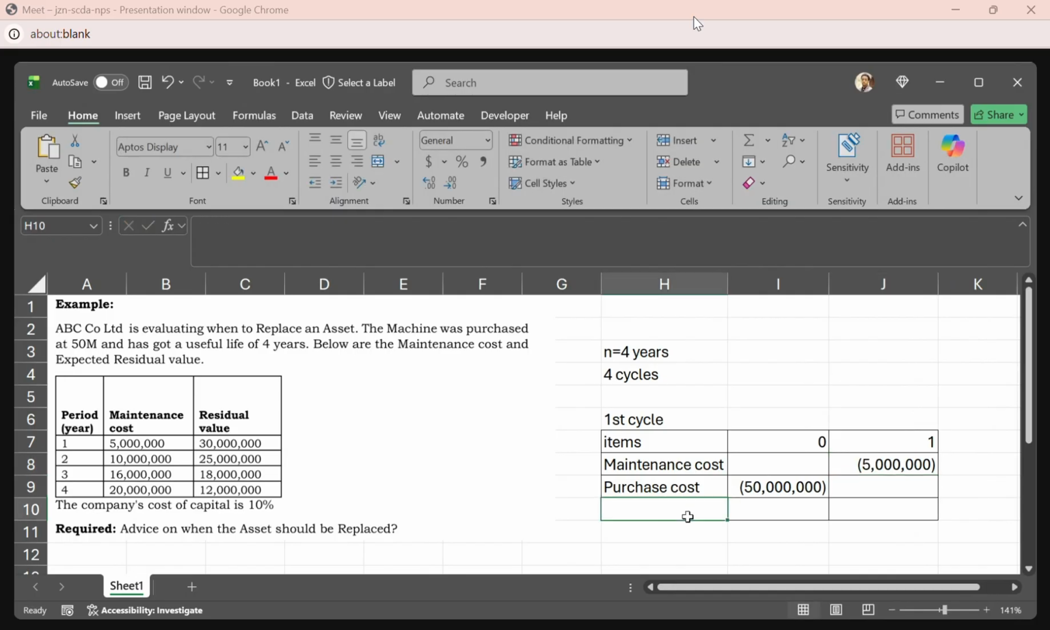And we also have residual value. Residual value is an inflow. It is an inflow of how much? Residual value in year 1 is 30 million. I know some students might make a mistake and ask, why didn't we consider year 2, the figures in year 2, 25 and this 10? No. We are considering the first cycle.